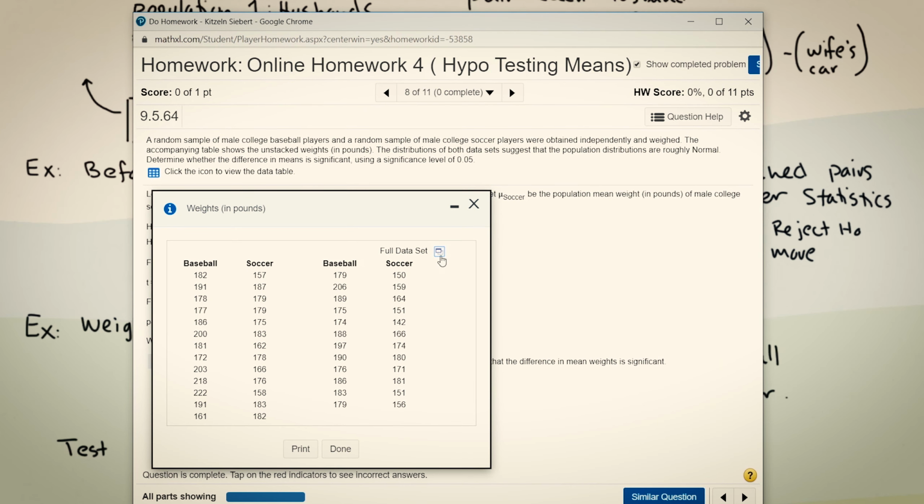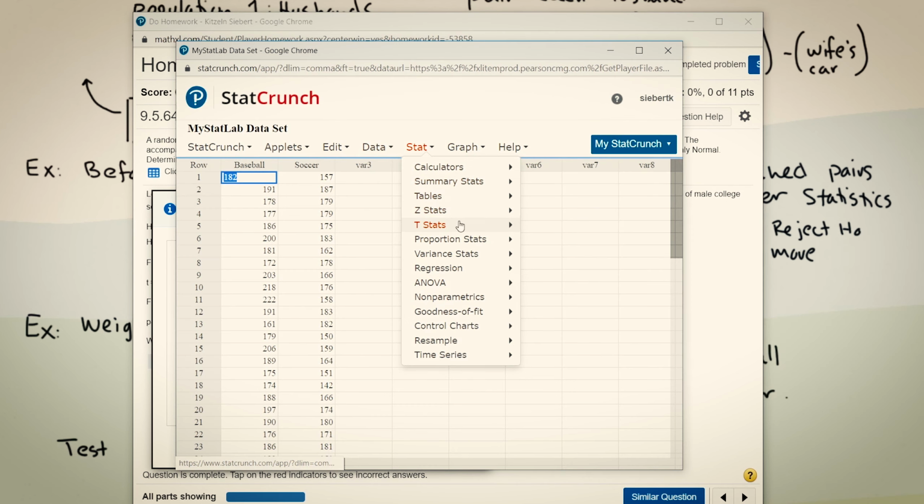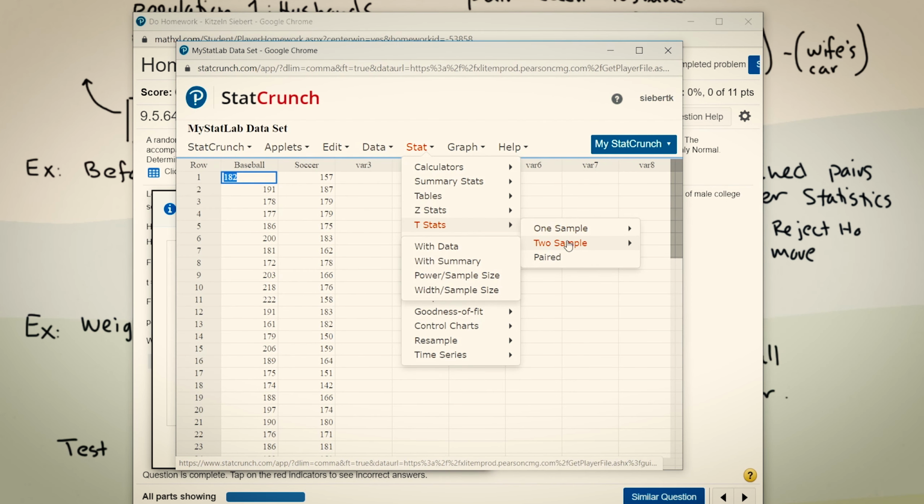Back in StatCrunch, I'm going to open the data. And then I'm going to select two samples in my t-statistics. Observe that paired data is a choice, but in this problem, it's just some soccer players and some baseball players, and so I don't really have a way to naturally pair them together.